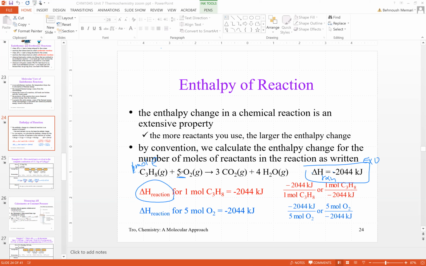The number of moles of oxygen that is needed in this reaction is 5 moles. So if 1 mole of propane and 5 moles of oxygen are combined, this amount of heat is going to be released. How do we know it's going to be released? Because the sign for delta H is negative, and that means an exothermic type reaction.